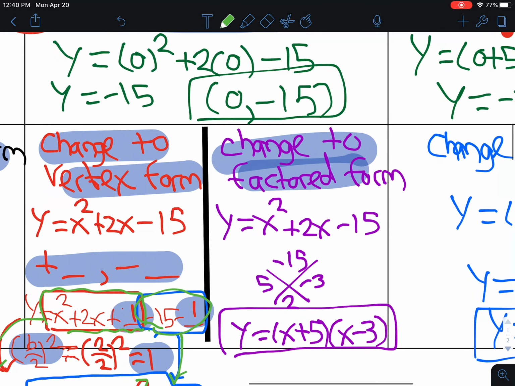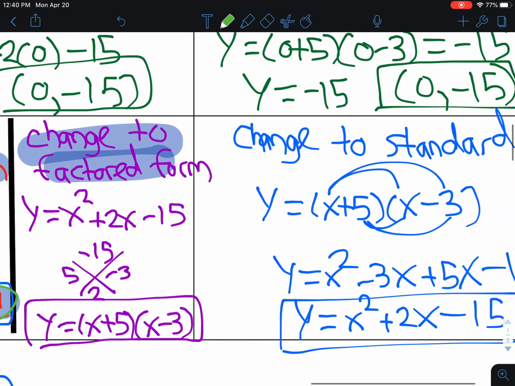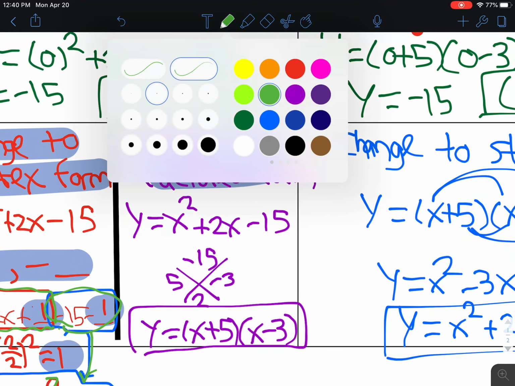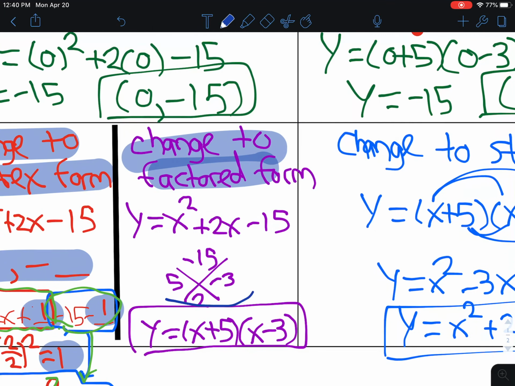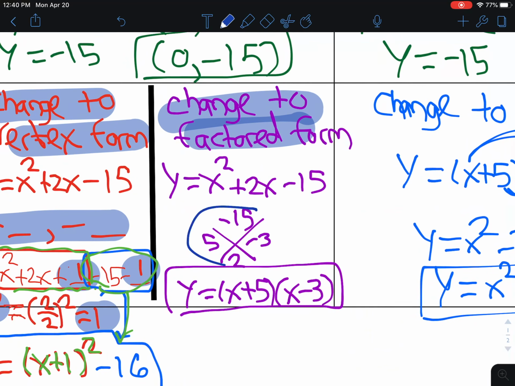Now let's say you're in standard form and you want to go to factored form. So you want to go to the right. In order to do that, you just do the x method, which is what we did in class before break. So again, what are two numbers that multiply to negative 15 and add to 2? Well, it'd be 5 and negative 3. Why? 5 times negative 3 is negative 15. 5 minus 3 is 2.